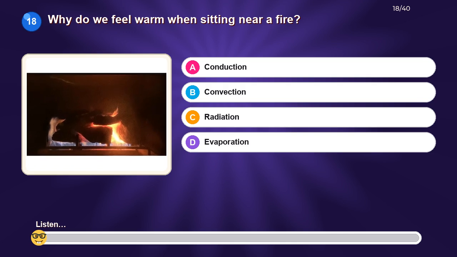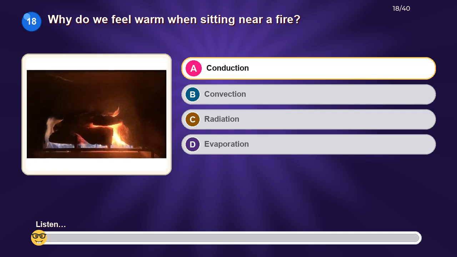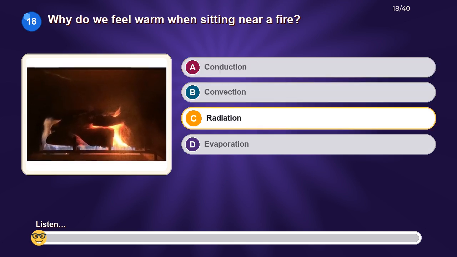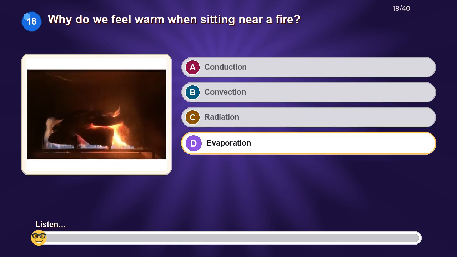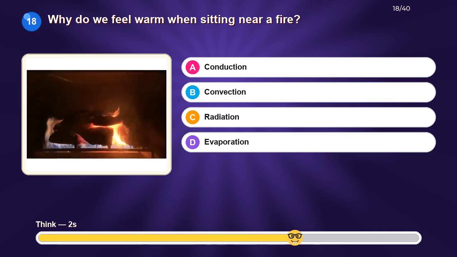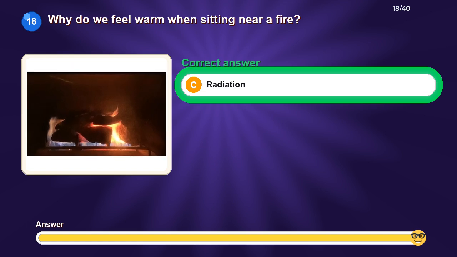Why do we feel warm when sitting near a fire? Option A, conduction. Option B, convection. Option C, radiation. Option D, evaporation. The correct answer is radiation.